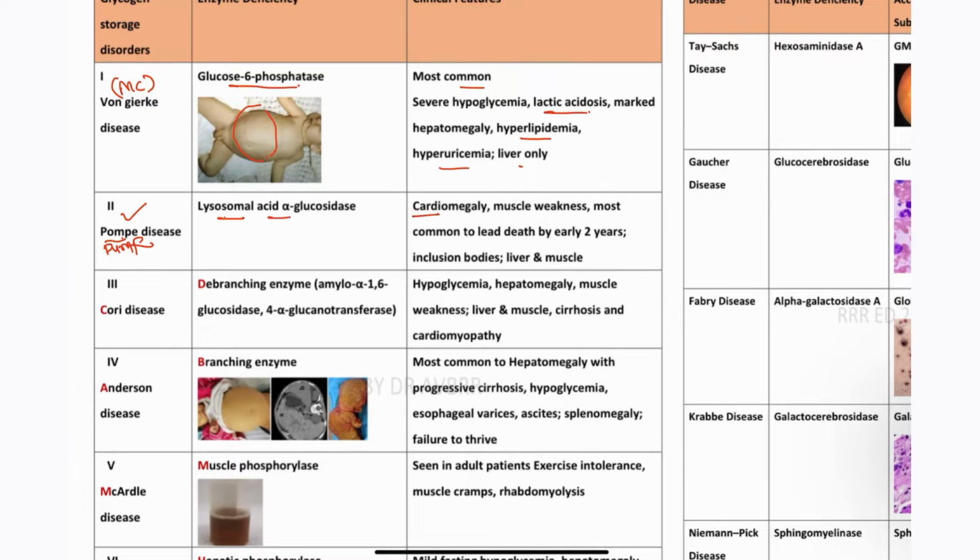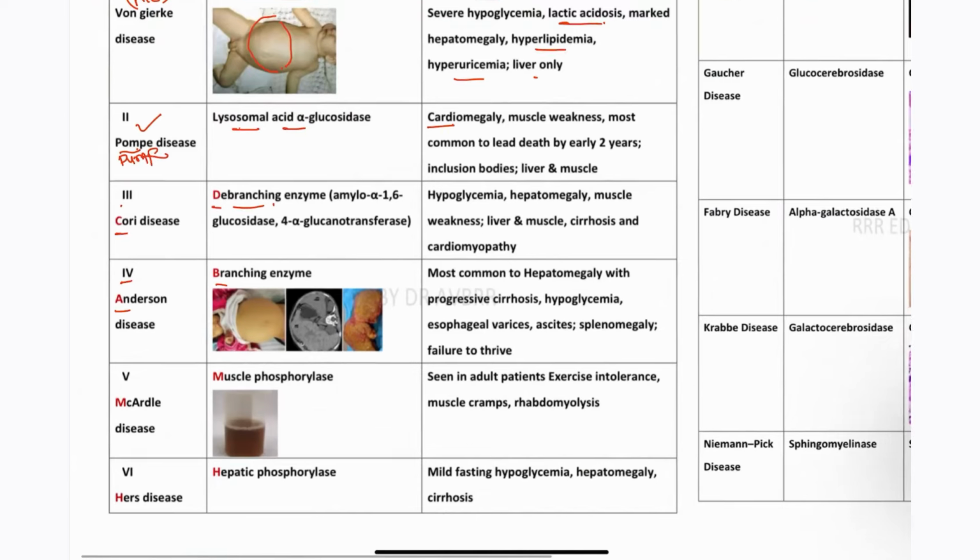Next, type 3, Cori disease, debranching enzyme. Type 4, Andersen, branching enzyme. So these both are going to be also same. Okay, debranching enzyme: hypoglycemia, hepatomegaly, muscle weakness. Next, Andersen, same. This is going to be hepatomegaly, but progressive cirrhosis, hypoglycemia, varices, ascites will be seen in the children patient. Next, type 5, McArdle, muscle phosphorylase. And type 6, Hers, hepatic phosphorylase is the enzyme deficiency.